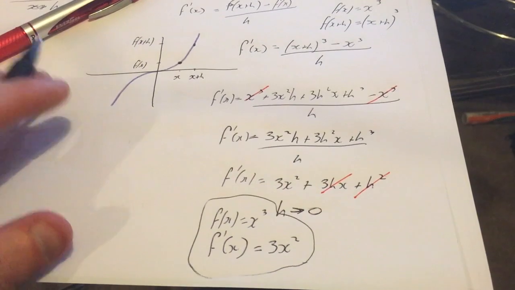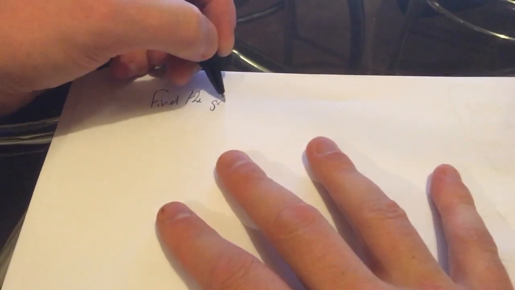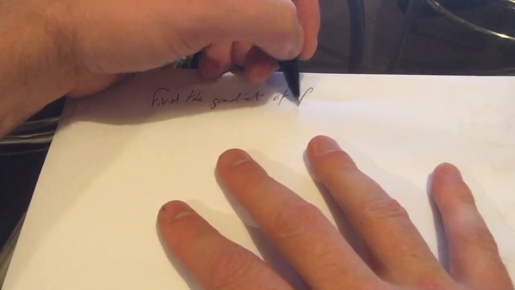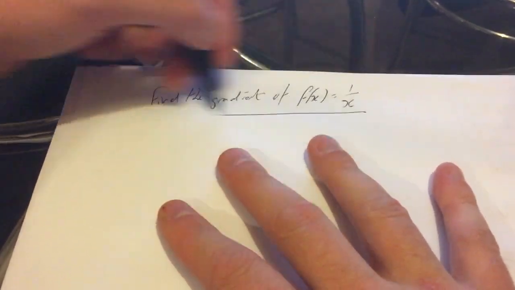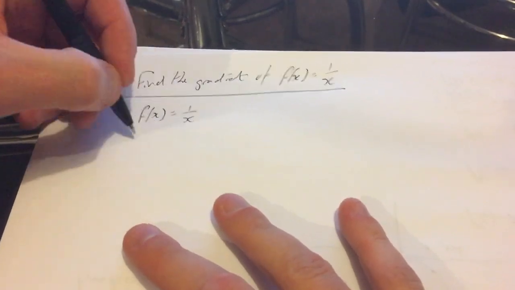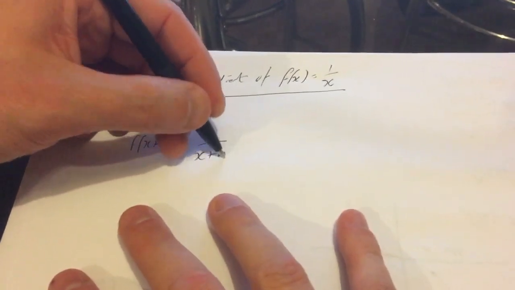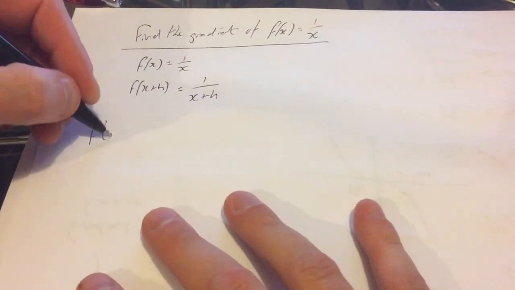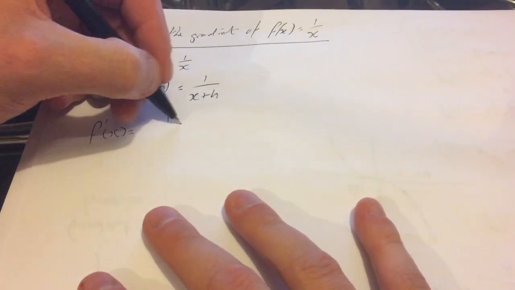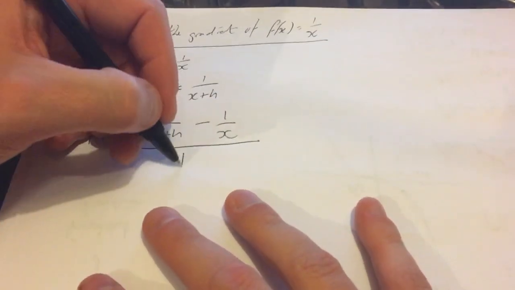And you can do this with any function you like. So we'll do one more example, and we'll go through f of x is 1 over x. So find the gradient of f of x equals 1 over x. So if f of x is 1 over x, f of x plus h, I'm going to put that into our function and get 1 over x plus h. So our gradient function is going to be f of x plus h minus f of x, which is 1 over x, all divided by h.